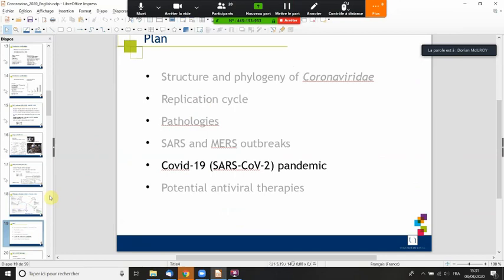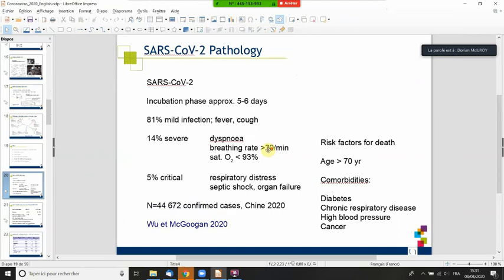Okay, so what do we know about SARS-CoV-2? Start with the pathology here. These data come from a paper, I think it was in the New England Journal of Medicine. They took a look at the clinical records of almost 45,000 confirmed cases from China. So this is the clearest picture of the pathology of SARS-CoV-2, of COVID-19.